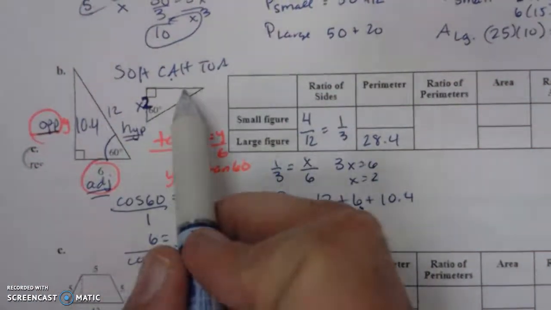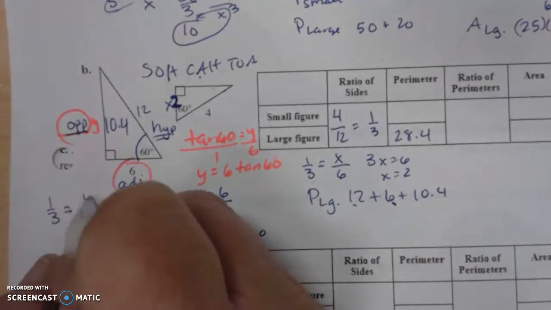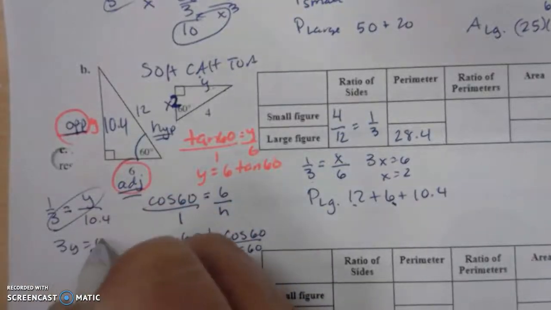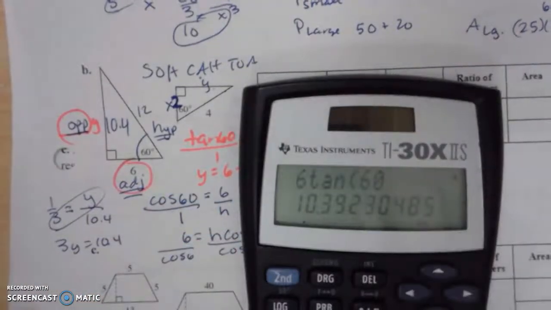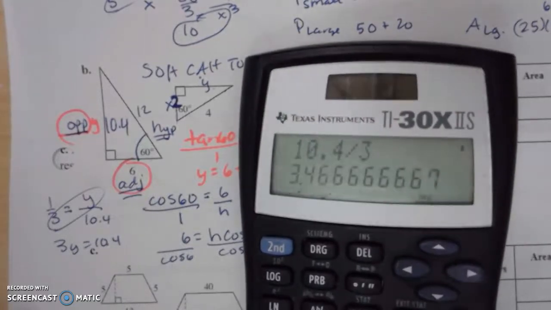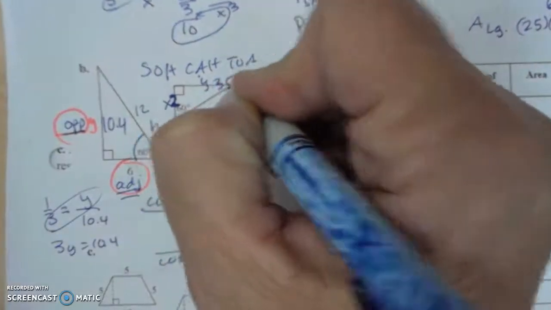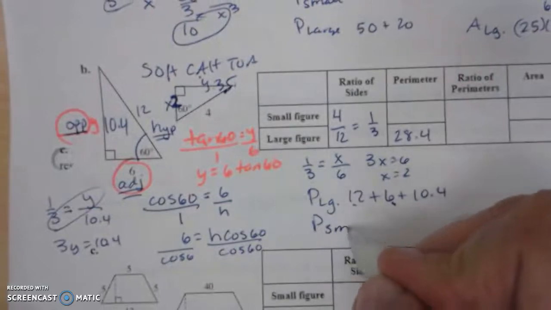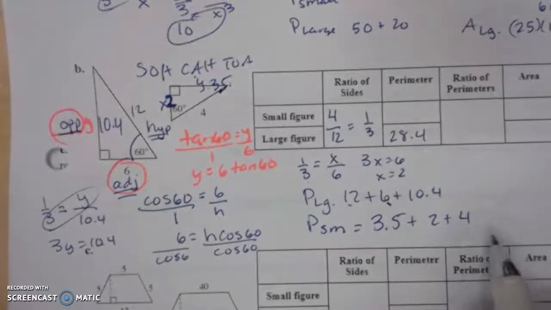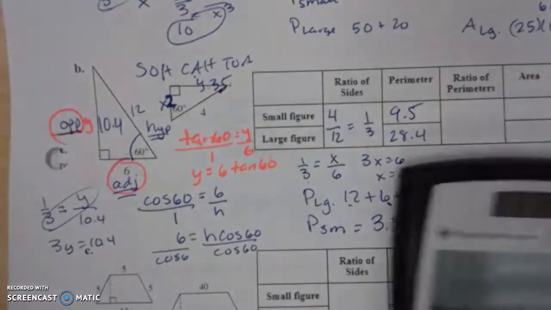And now I need to know this side over here. I'm going to come over here where there's a little bit of space. 1 over 3 equals something. We'll call this y over 10.4. So we're going to multiply. 3y equals 10.4. And let's come over here and go 10.4 divided by 3 equals 3.46. We'll round it to 3.5. So now when I do the perimeter of the small, I'm going to do 3.5 plus 2 plus 4. So we're going to get 4 plus 2 is 6, 7, 8, 9.5.